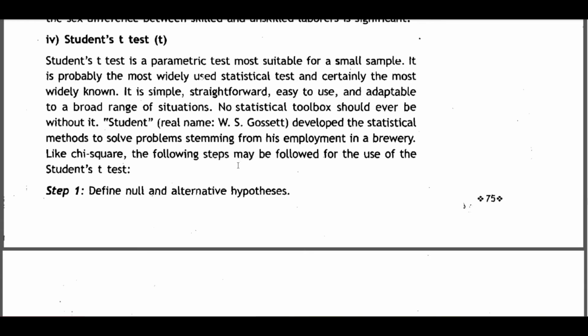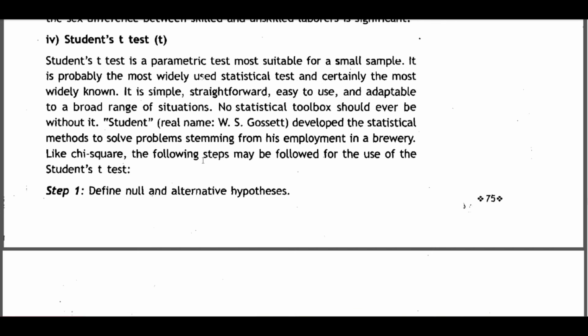Fourth is Student's t-test. Student's t-test is a parametric test most suitable for a small sample. It is probably the most widely used statistical test and certainly the most widely known. It is simple, straightforward, easy to use and adaptable to a broad range of situations. No statistical toolbox should ever be without it. Student, whose real name was W.S. Gosset, developed the statistical methods to solve problems stemming from his employment in a brewery.